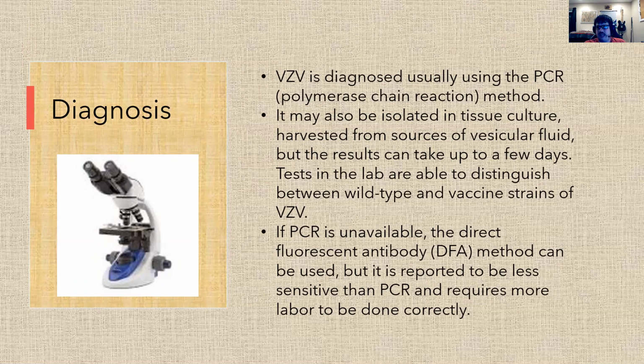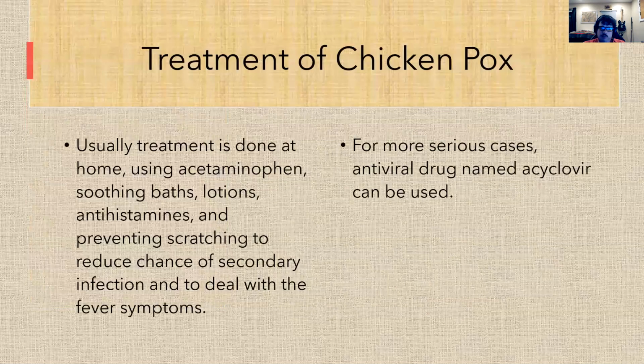This can take a long time, and it's labor intensive enough that it's not worth the time wasted. If PCRs are unavailable, as they are in some countries, the direct fluorescent antibody method can be used, but it's a little less sensitive than PCR. It requires more labor.